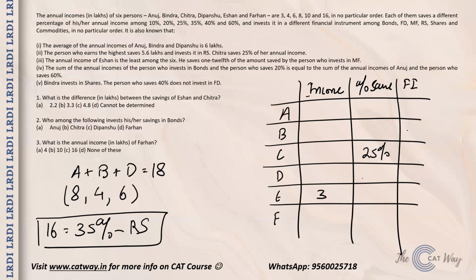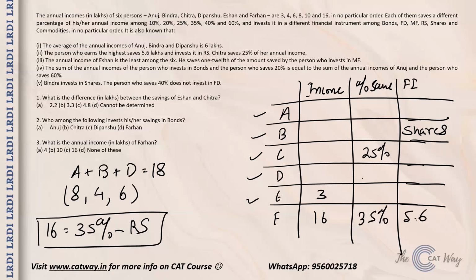Nothing can be done with that yet. The fifth point says that Bindra invests in shares, and the person who saves 40% does not invest in FD. Now you see that between A, B and D, nobody is getting 16, E is not getting 16 and C is not getting 16. The one thing that is certain is that it is Farhan who is getting 16, and he is saving 35%, the value he is saving is 5.6 lakh, and he is saving in RS. So that thing is certain with us.